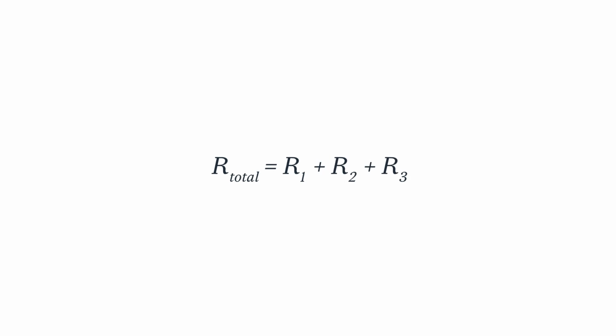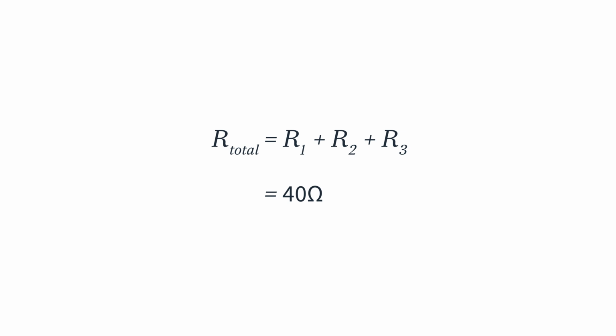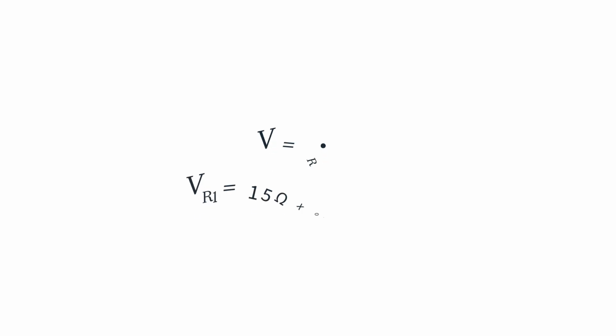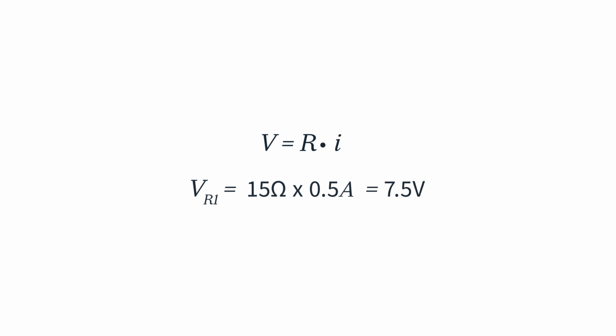Since the resistors are in series, we can find the total resistance by summing up the individual resistances. R total equals R1 plus R2 plus R3, which gives us R total equal to 40 ohms. We can then find the current flowing through the circuit through Ohm's law. 20 volts over 40 ohms gives us 0.5 amps. And now that we know the value of I, we can find the voltage drop or difference across each resistor. VR1 equals 15 ohms times 0.5 amps, or 7.5 volts.